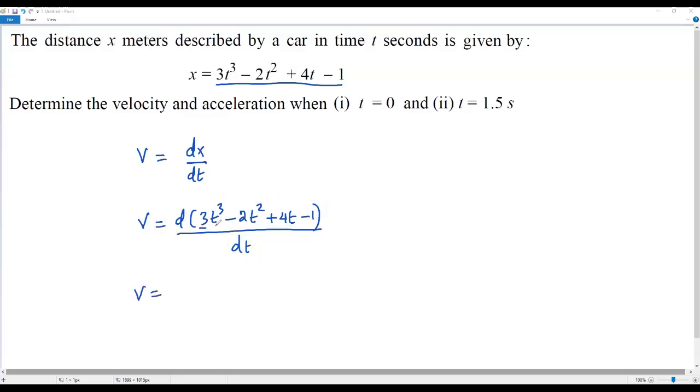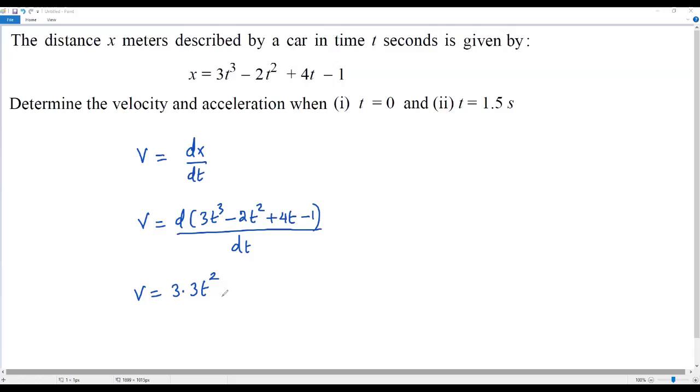Here 3 is a constant multiplied by the variable. When I find the derivative, if there is a constant multiplied by the variable, I keep the constant as it is. Now I can find the derivative of t³ using the power rule of derivative. What is the power rule? I bring the exponent 3 in front of t and subtract 1 from the exponent. If I subtract 1 from 3, I am getting 2.